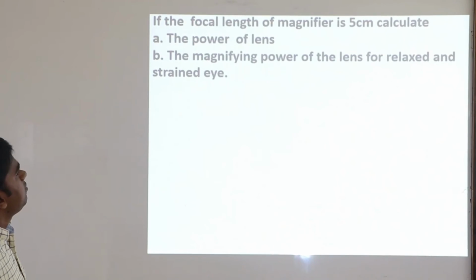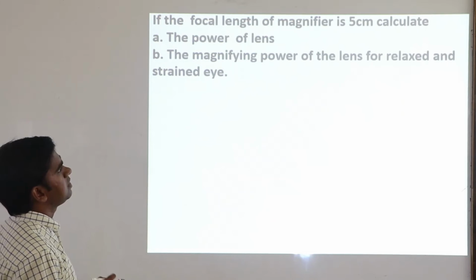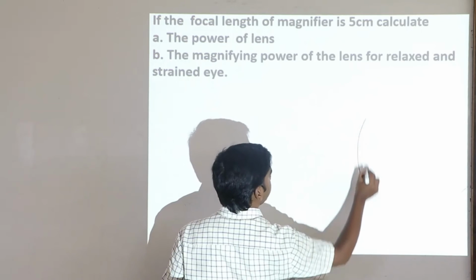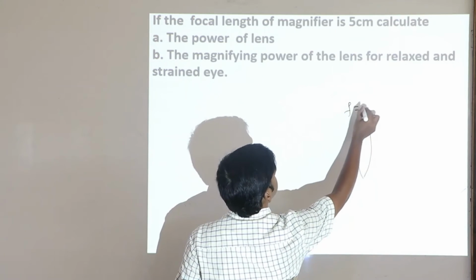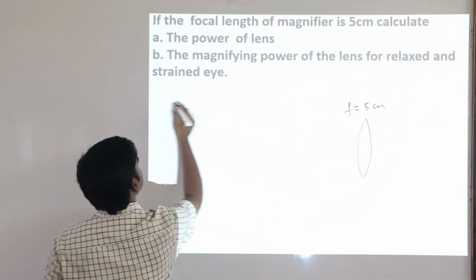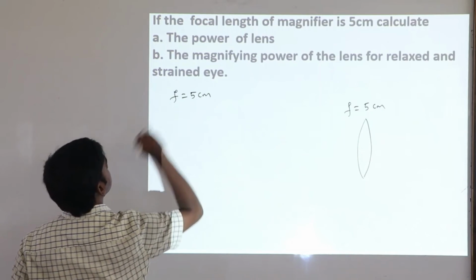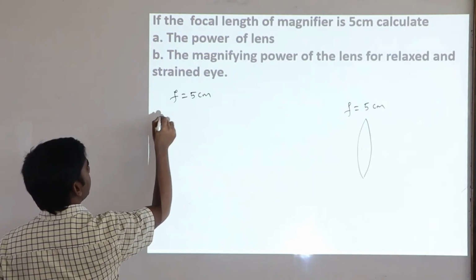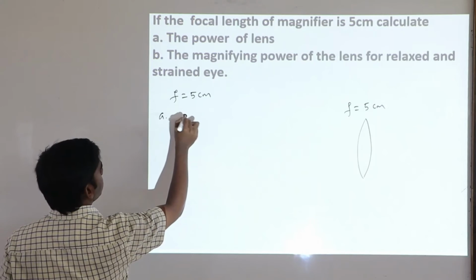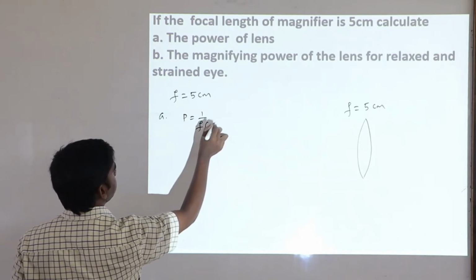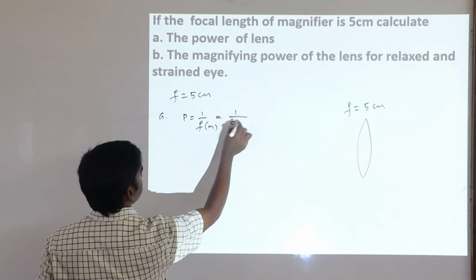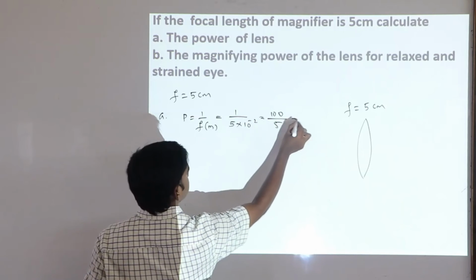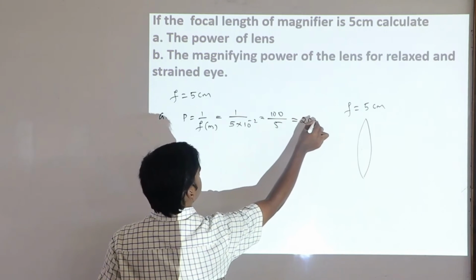So next question. If the focal length of a magnifier is 5 cm, so they are taking one magnifier, which means just a convex lens, of focal length 5 cm. What they are asking first is the power of the lens. So that is too simple. Power is 1 by f, but f should be in meters. So 1 divided by 5 into 10 to the power minus 2. So that is going to be 100 by 5. So power is 20 diopter.